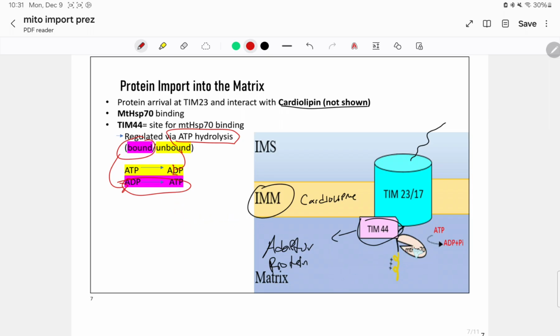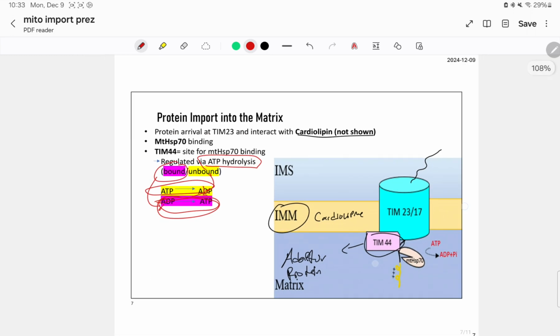Now, in order for this mitochondrial HSP70 to actually be able to interact with this pre-sequence protein and pull it in towards the matrix, it needs to be able to be unbound from TIM44, okay? Once the process is done and the protein is fully in the matrix, mitochondrial HSP70 binds ATP again so that it can bind to TIM44, okay? So it would be in this state again, okay? Until a new precursor protein comes along, and then it does this so it can separate from TIM44 and continue pulling this protein in.